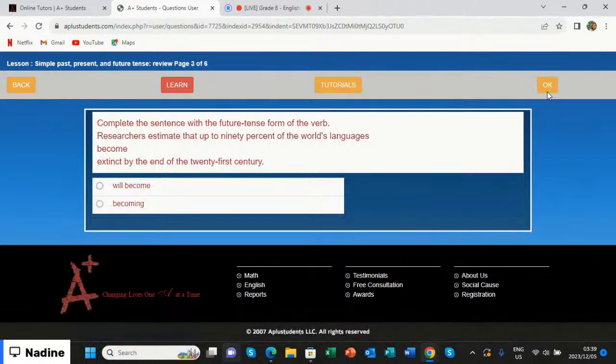So we need to now complete the sentence with the future tense form of the verb, future. Researchers estimate that up to 90% of the world's languages become extinct by the end of the 21st century. So do we say become, will become, or becoming? This is now in the future tense.